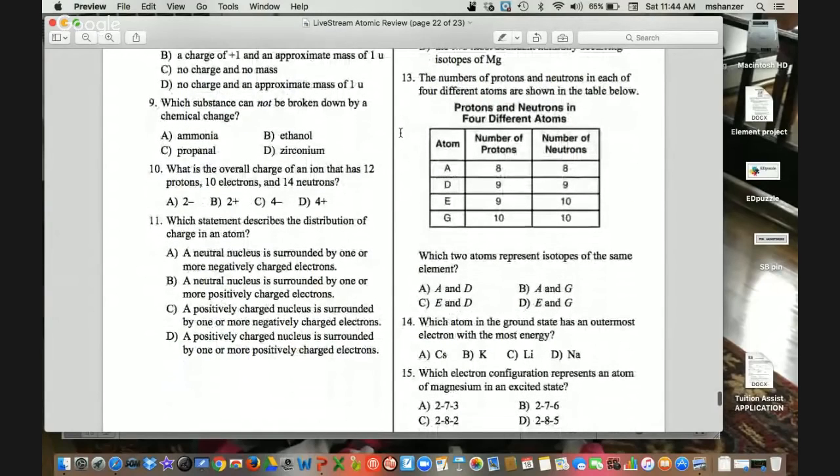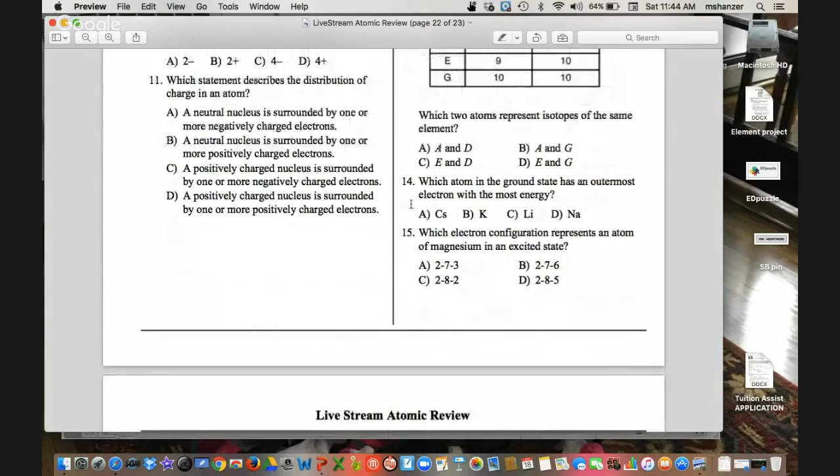Let's look at question 13. The numbers of protons and neutrons in each of 4 different atoms are shown in the table below. So when we look at this, we have atoms A, D, E, and G, their proton number, their neutron number. Which 2 atoms represent isotopes of the same element? In order to navigate your way through this, you have to look for the 2 that have the same number of protons, because if they're the same element, they must have the same atomic number, which means they must have the same proton number. And these are the only 2 that have the same proton number. So this would be your correct answer, choice C, which would be atoms E and D.